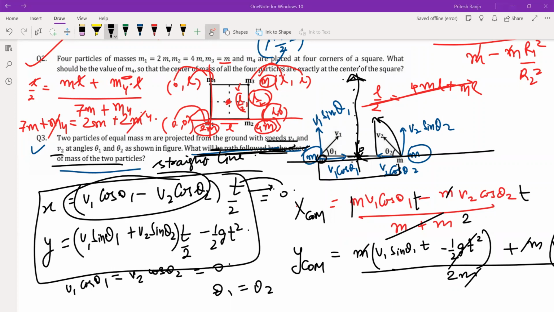And the condition should be given. ये कब हो रहा है? Straight line when v1 cos theta 1 is equal to v2 cos theta 2 or when this is equal to 0. Because इसके बिना हमारे पास क्वेश्चन में enough information ही नहीं थे to just solve them, right? We were not given enough information.